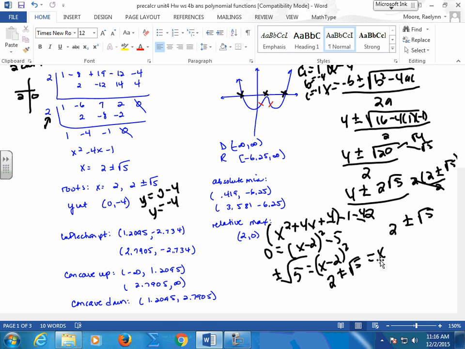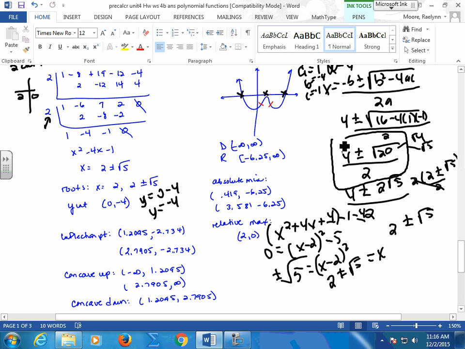Right here I see 2 things. I see radical 20. I have to simplify that, so that's what I did first. Radical 4 was my perfect square, radical 5 my not perfect square. So I'm 2 radical 5. Now I'm divided by 2. If you want, you could always separate these and do 4 over 2 plus or minus 2 radical 5 over 2 and then reduce it.